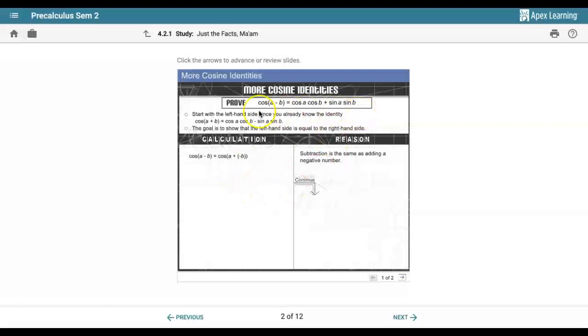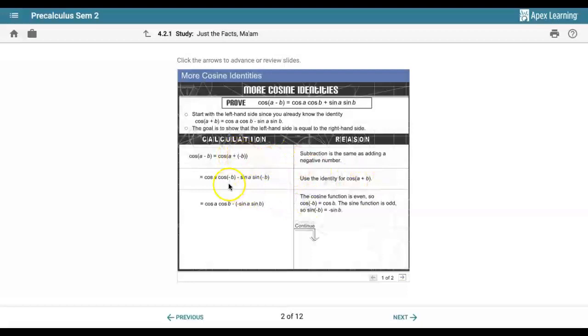Apologies, it was the left-hand side. If we start with our left-hand side here, we know that we can separate this out as cosine of A plus a negative B. We can use our identity that we just developed for cosine of A plus B, except now we replace the positive B with a negative B.